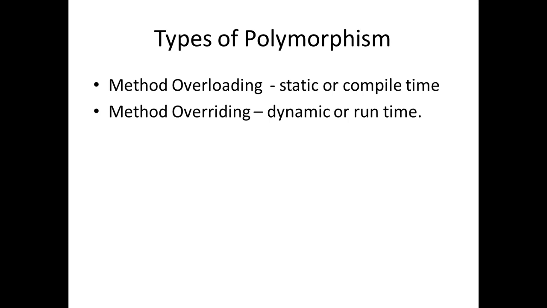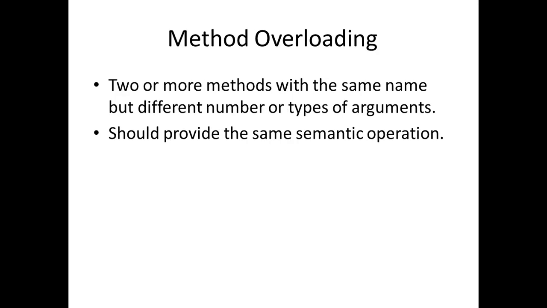Whereas in overloading it is resolved at compile time, so you should be able to see which method gets executed in your Eclipse when you do method overloading. In method overloading, two or more methods with the same name but different number or types of arguments are provided either in the same class or in the subclass as well. The methods that are overloaded should have the same semantics. That means the meaning of the method should not change.